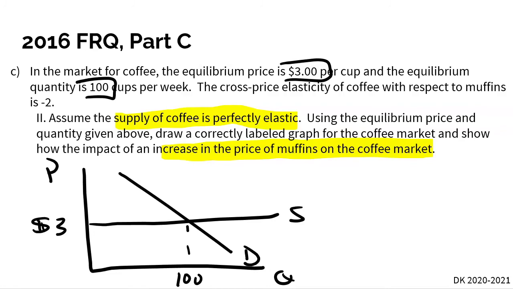coffee market? Well, from part C1, we know muffins and coffee are complementary goods. So in other words, people are always going to buy these two goods together. So if there's an increase in the price of muffins, that means people are going to buy fewer muffins. But if people buy coffee along with muffins, then if people buy fewer muffins, people are also going to buy less coffee. So for the second part of the question, you're going to have to draw our demand curve shifting to the left. And then this is just the new quantity right here. And that will get you the full points for part 2.